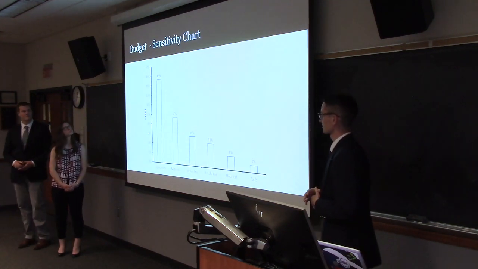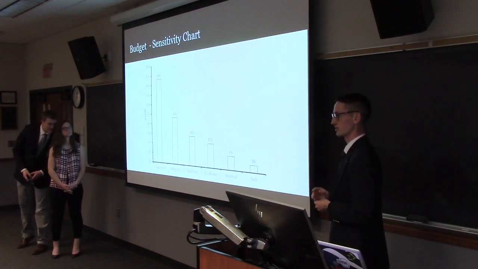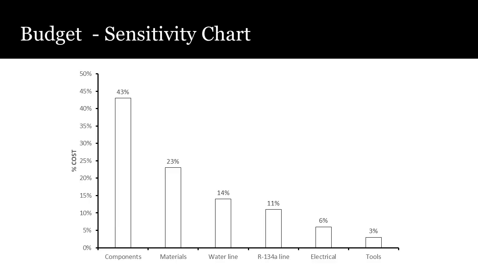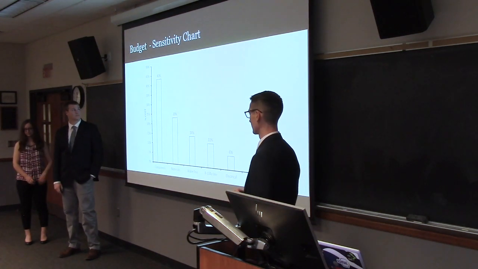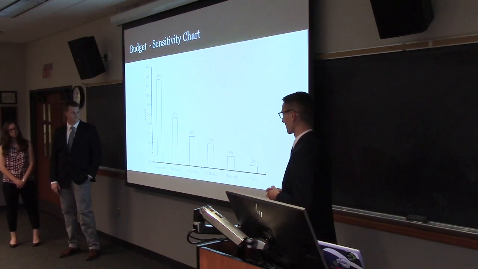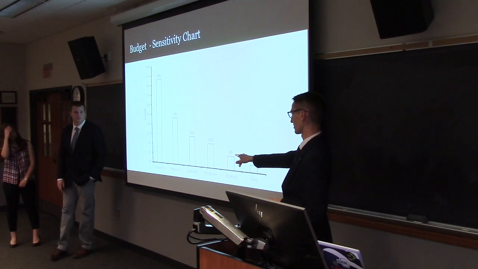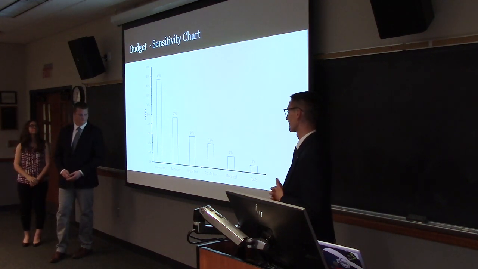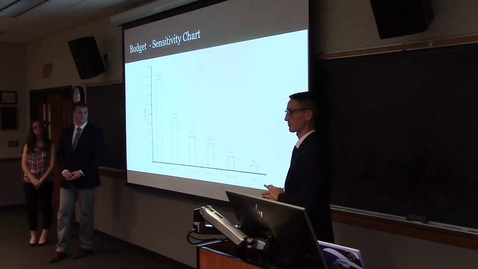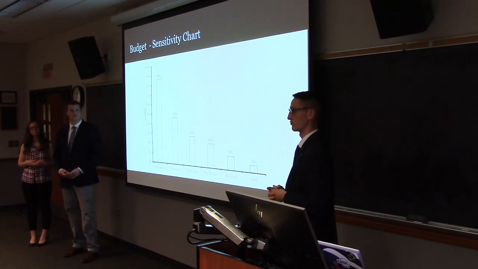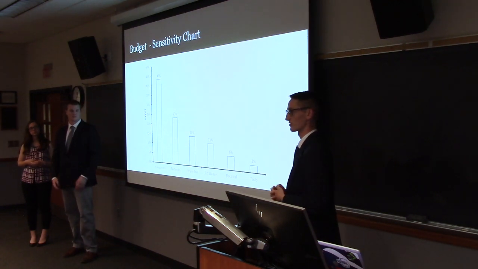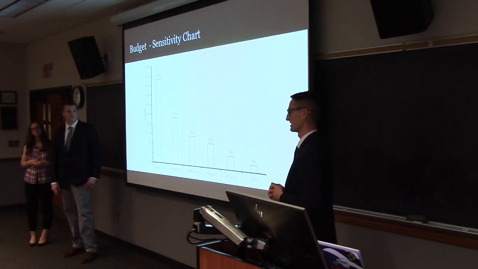Now, just to summarize a bit on our budget for the whole year. This is a sensitivity chart of the percentage cost for all of our categories of expenses. Now, about 70% is through components and materials, as you can see there. The components just include parts that we had to research and purchase. 70% of our total purchasing was actually done fall semester.